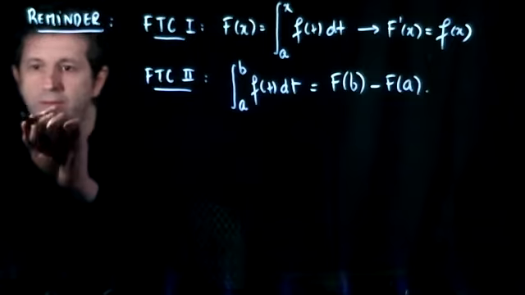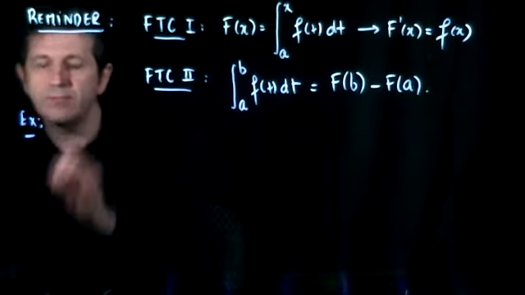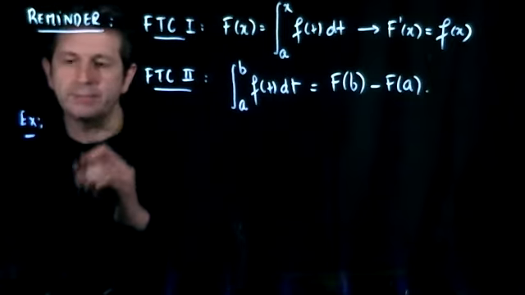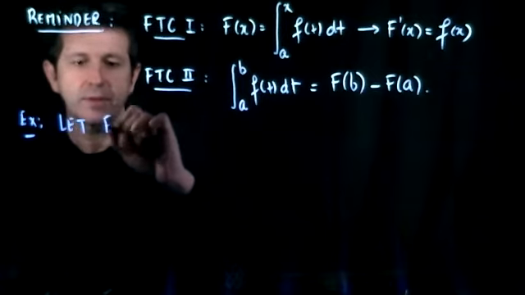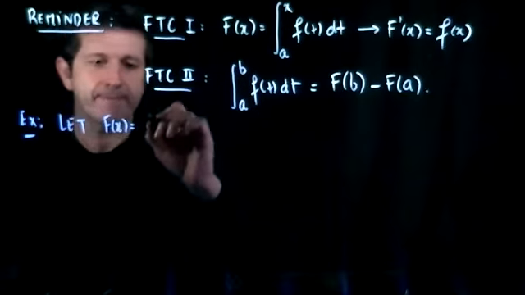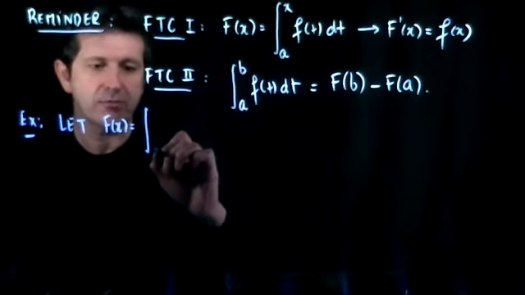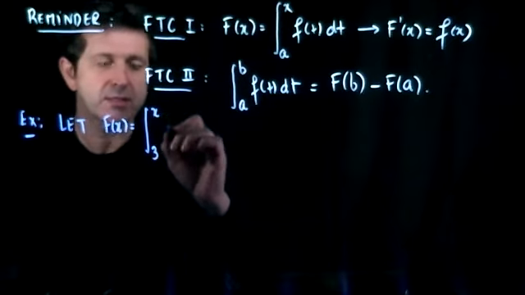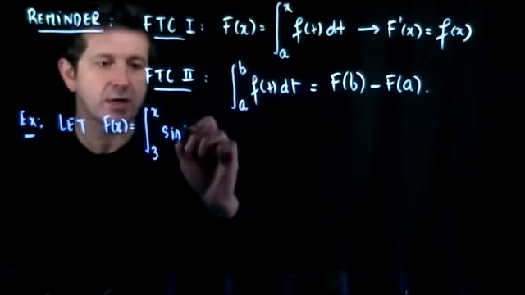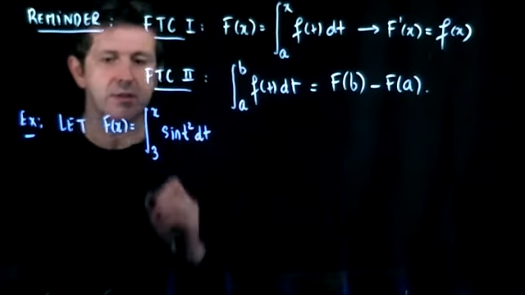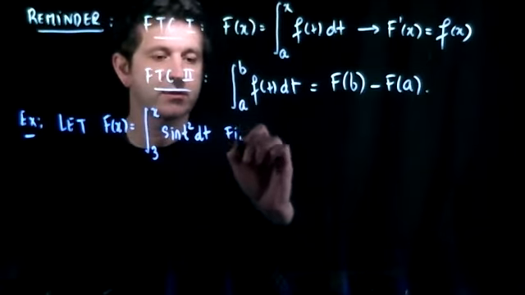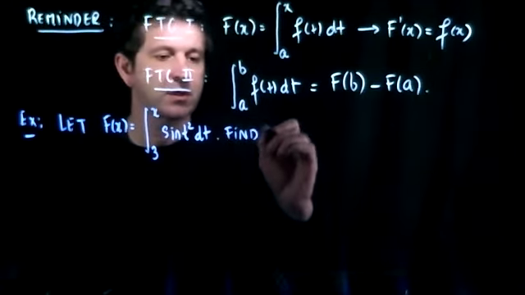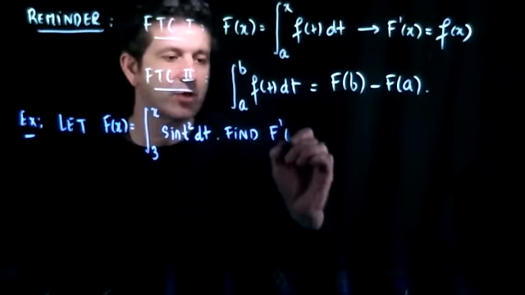So example 1. Let big F of x equal the area from 3 to x of sine of t squared dt. Okay, so find big F prime of x.